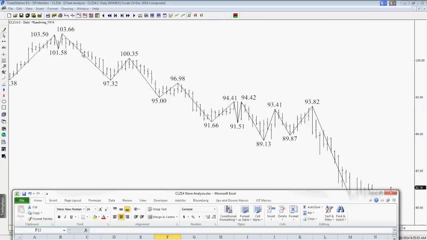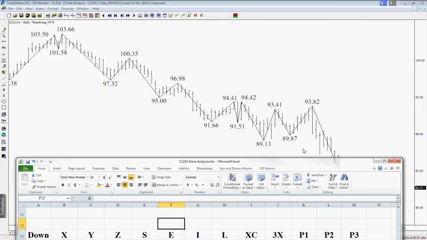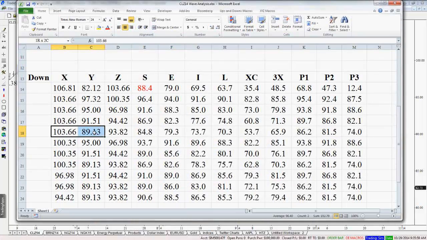One little quick clue here. All right, my biggest wave down is 103.66 down to 89.13 up to 93.82. 103.66 down to 89.13 to 93.82. What's the equal to target? 79.30. All right, it was 79 for this wave. So my two biggest and most important waves on the chart: this was the wave down on the weekly chart, and this is the biggest wave down on the daily chart. Both projected to this 79.10 area.